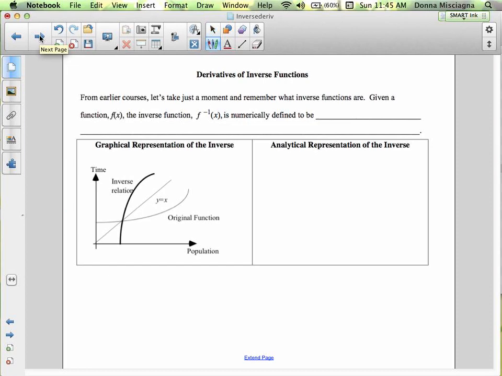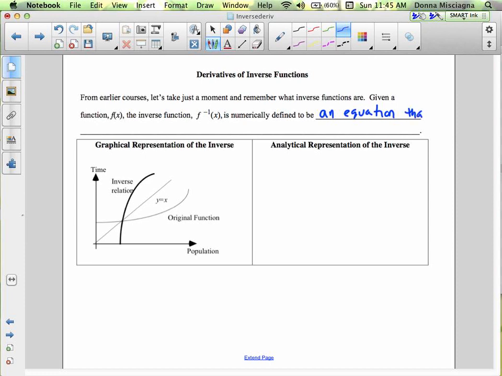Given a function f of x, the inverse function f inverse of x is numerically defined to be an equation that undoes f of x. Right? The one will undo the other. Some other features: x and y are switched. And because x and y are switched, domain and range are switched.